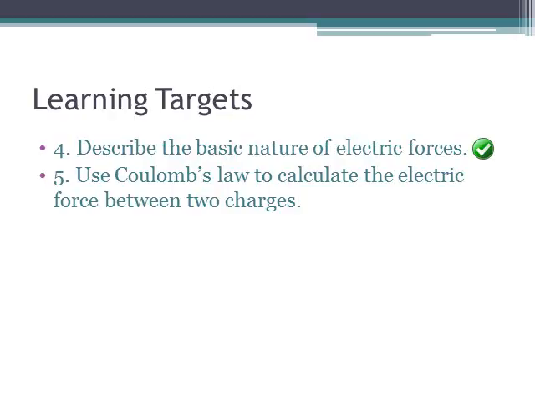Alright, so in this video we have described the basic nature of electric forces, and we have also shown how Coulomb's law works to calculate the electric force between the two charges that we might have.